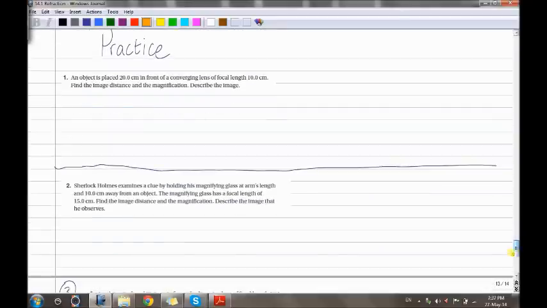Now let's begin with the practices. First of all, we have the object is placed.